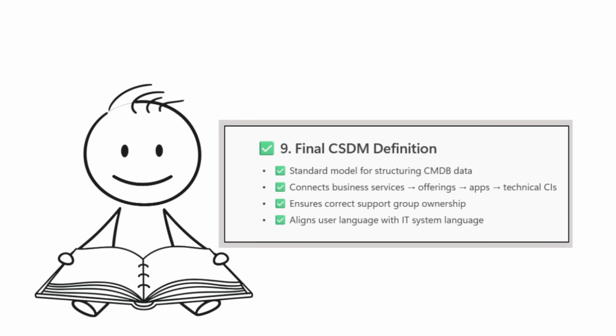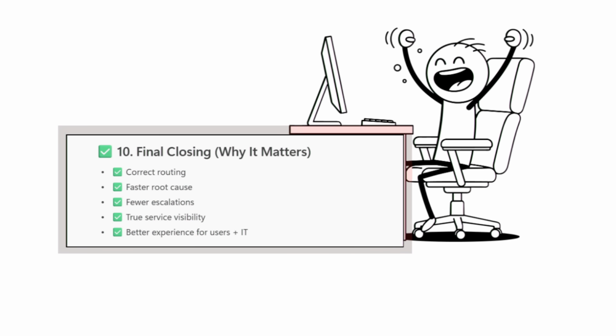Okay, let me give you a simple definition. CSDM is a standard model that organizes CMDB data into business services, their meaningful parts such as service offerings, the applications that support them, the technical components underneath them, and the correct support groups. Okay. So incidents go to the right place, problems are found faster, and the business gets a clear view of its services.